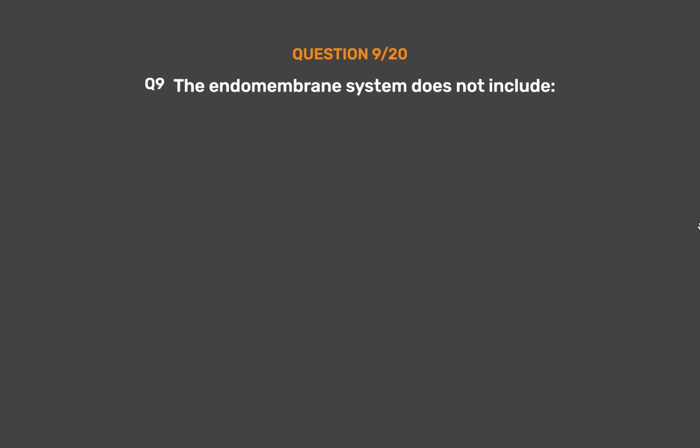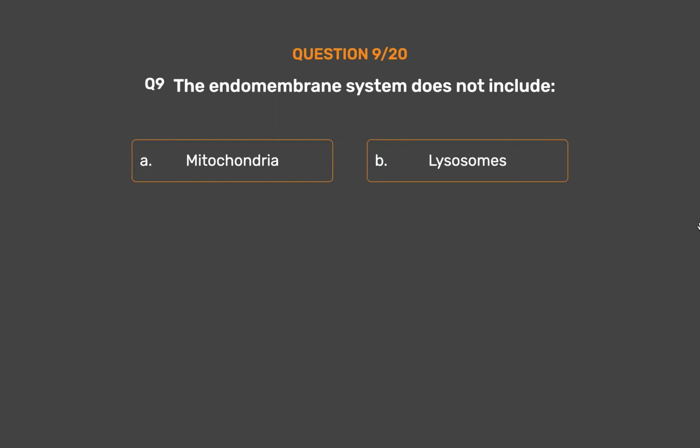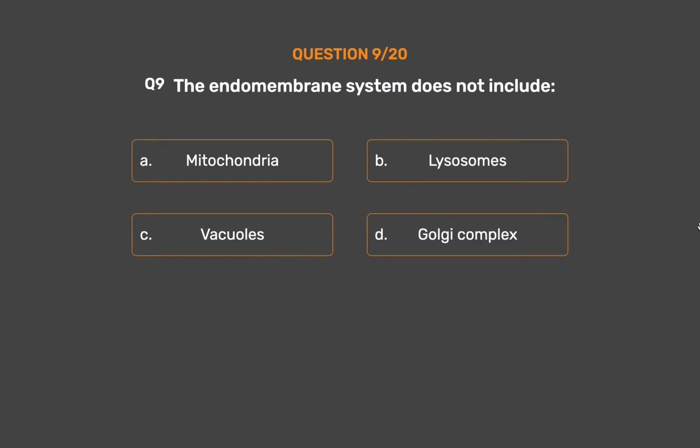Question number 9. The endomembrane system does not include option A, mitochondria. Option B, lysosomes. Option C, vacuoles. Option D, Golgi complex.